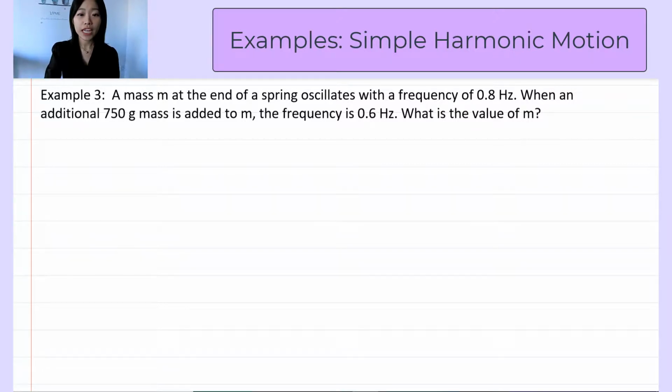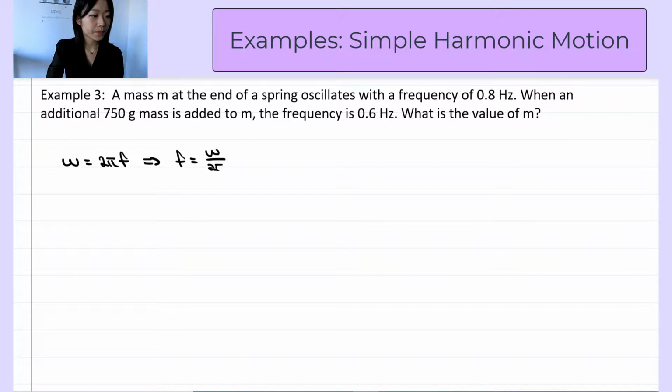Last week, we found a relationship between angular frequency and the frequency, which is omega, the angular frequency, equals to 2 pi times frequency. So frequency is omega over 2 pi. In the first case, there is only one mass, M. When there is only M, the frequency, let's call it F1, is 0.8 Hz. And it equals to omega 1 over 2 pi.